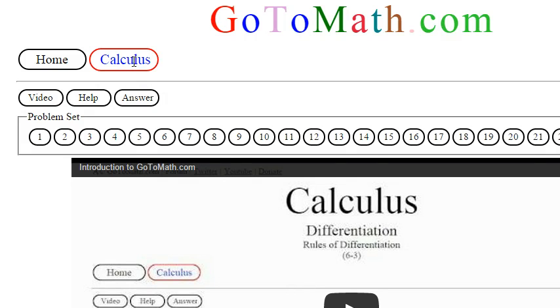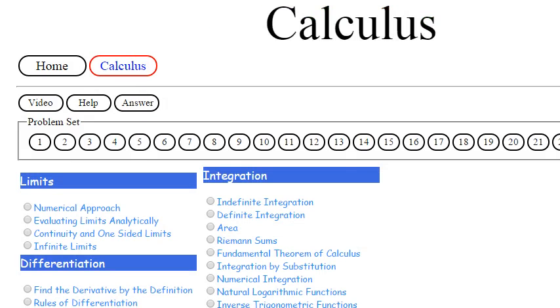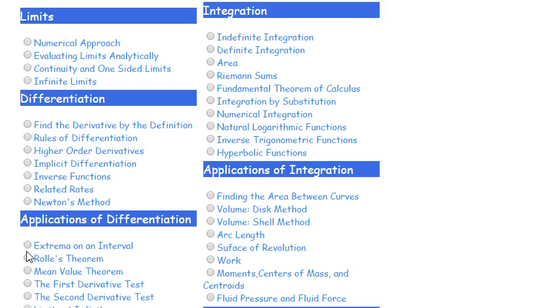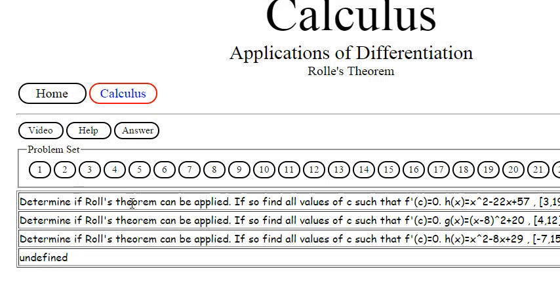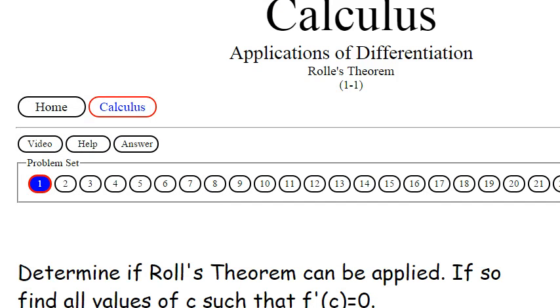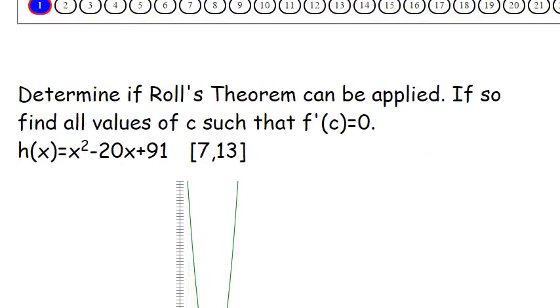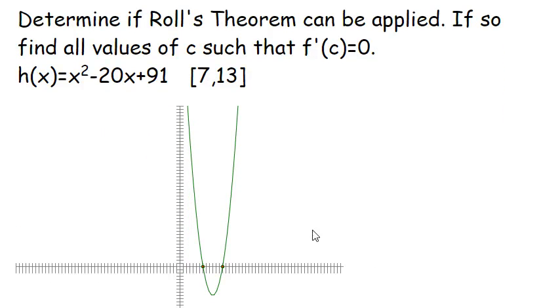Hey, we're here at gotomath.com looking at some calculus. Let's go down to Rolle's theorem, and of course this is the problem set right here, and we're looking at 1-1. So we got a picture to look at. It says determine if Rolle's theorem can be applied. If so, find all values of c such that if we plug c into the derivative, we get 0.